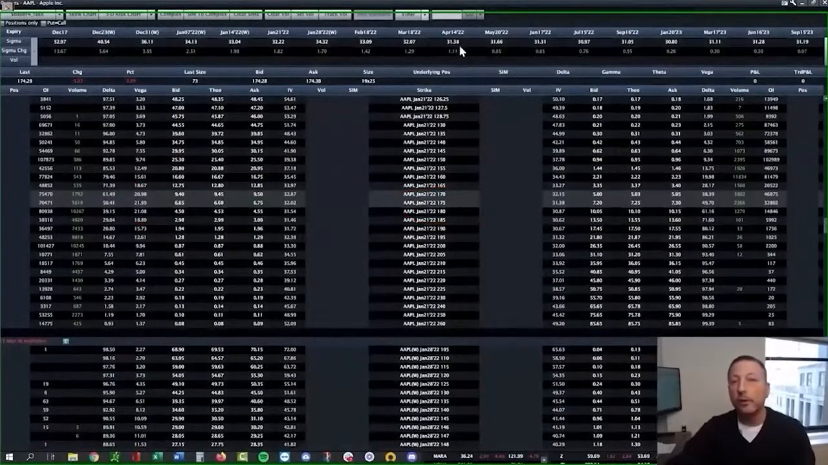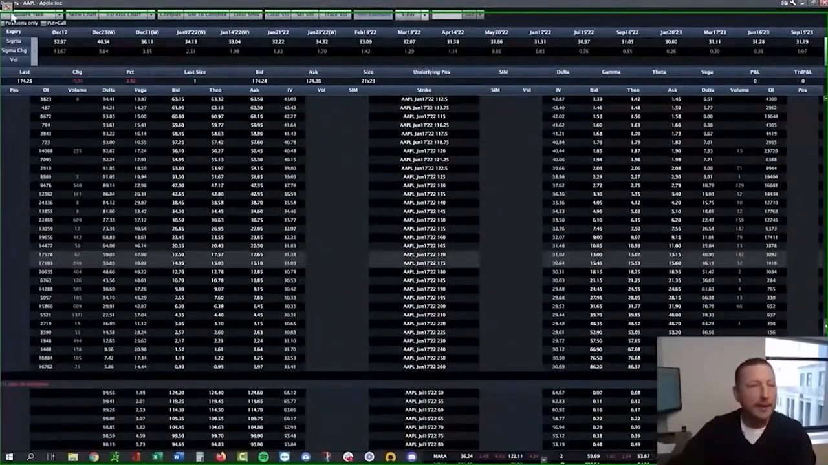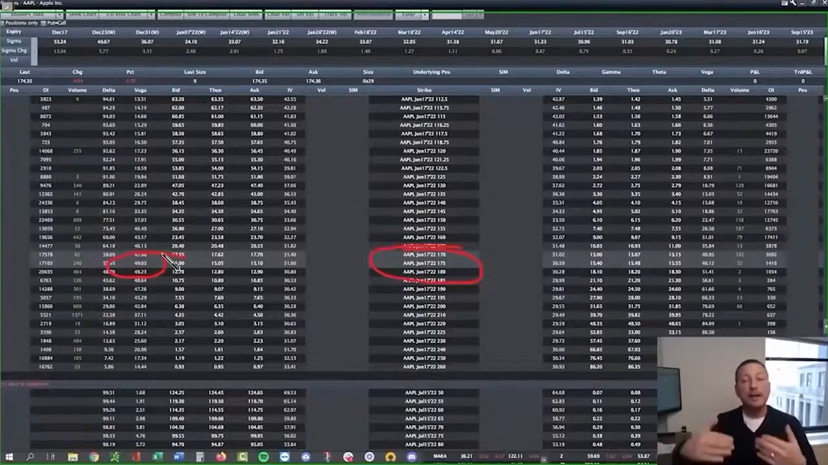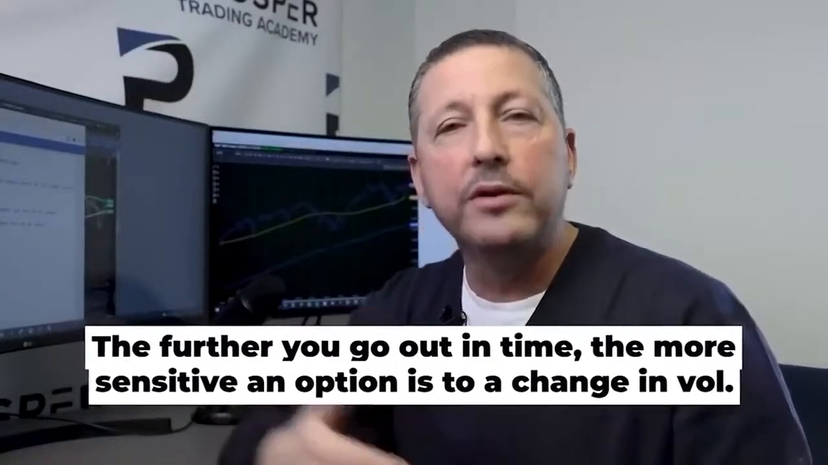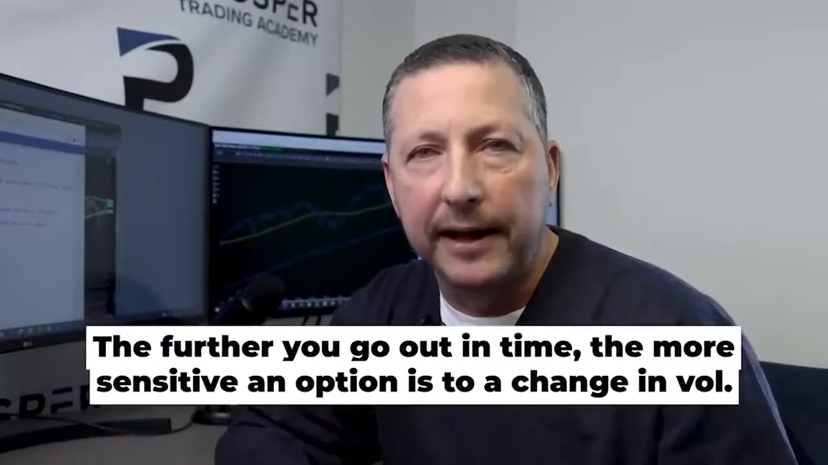And if we go even further out in time, let's look at June options. Same example here, let's look at the 175. Now that Vega is up almost 50 cents. So you can see the further you go out in time, the more sensitive options are to a change in implied volatility. Remember that: the further you go out in time, the more sensitive an option is to a change in volatility.